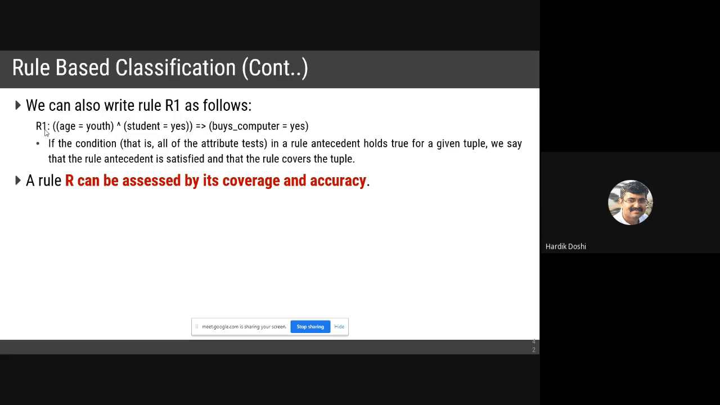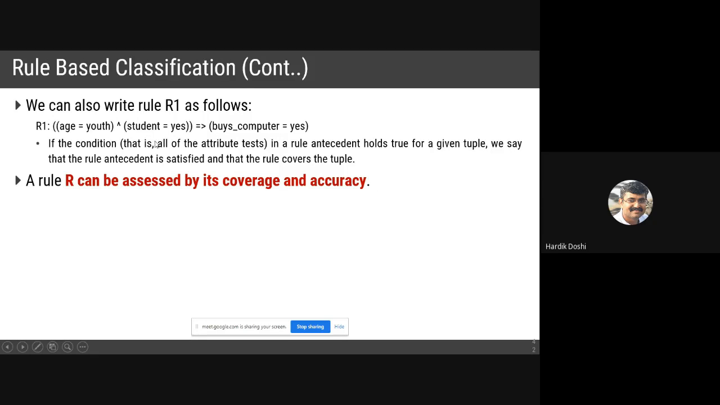For the given decision tree which we discussed for buys computer, we had three rules. Rule 1, age youth and student yes. Rule 2, age middle aged. And rule 3, age senior and credit rating fair. So there are three rules for buys computer, but we need to find out what the coverages are. For example, if I have some data tuple X and it satisfies rule 1, that means we can say that the rule covers the tuple.